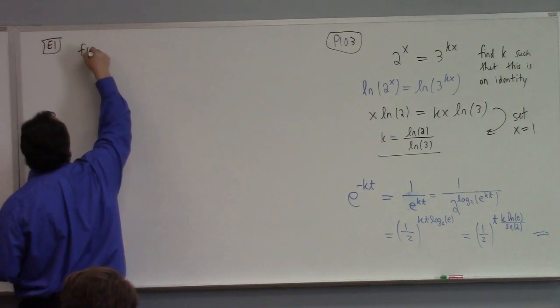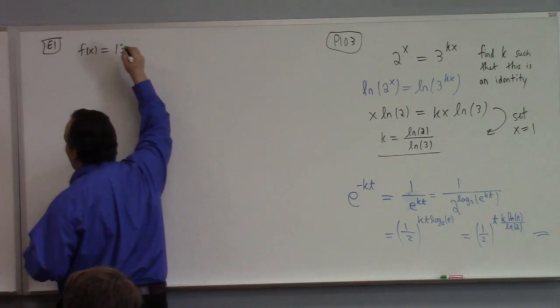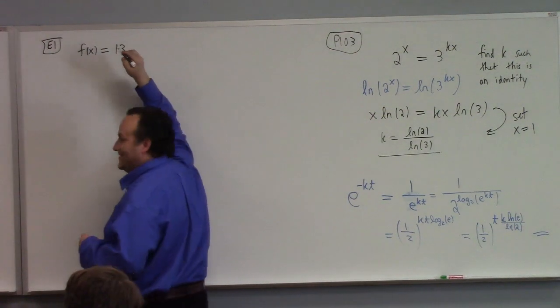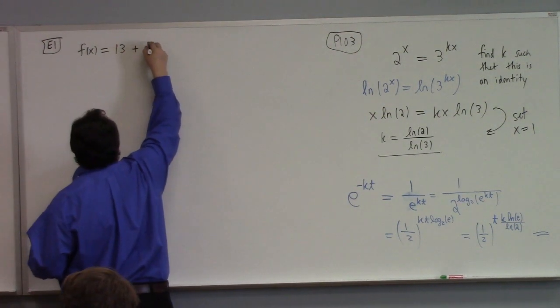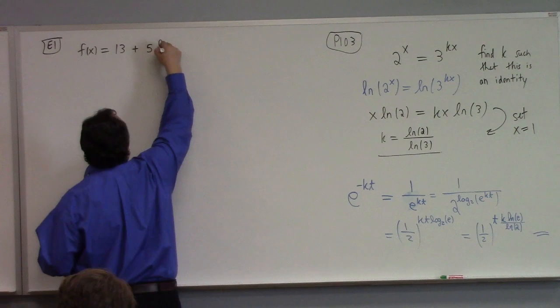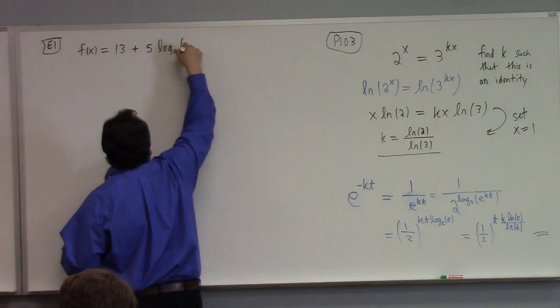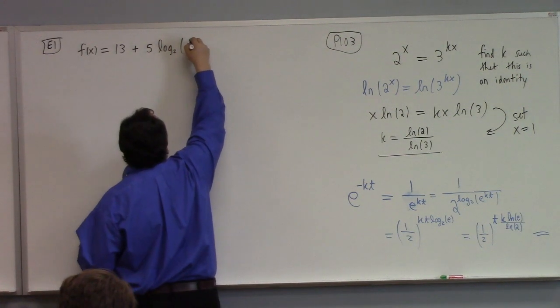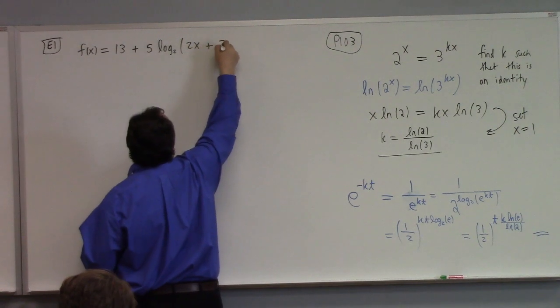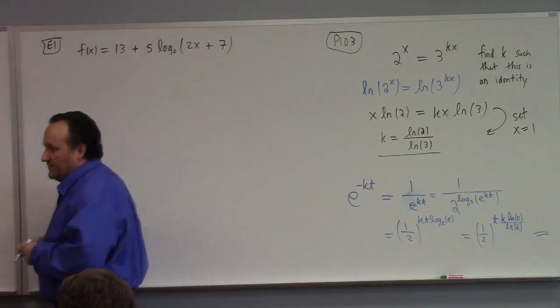Let's have f of x. So what we could do is find the domain for f of x equals minus 13 plus 5 times the log base 2 of, let's say, 2x plus 7. So that one's kind of a mess.